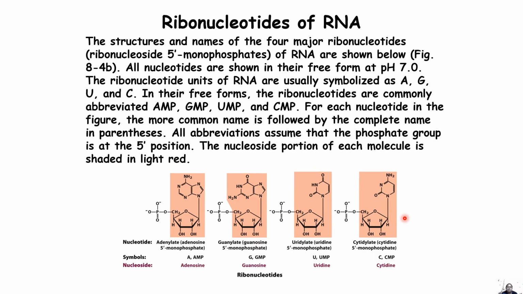Now the structures and names of the 4 major ribonucleotides of RNA are shown here, and all nucleotides are shown in their free form at neutral pH 7. The ribonucleotide units of RNA are usually symbolized as A, G, U and C, and in their free forms, the ribonucleotides are commonly abbreviated as AMP, UMP, GMP and CMP. For each nucleotide in the figure, the more common name is followed by the complete name in parentheses. All abbreviations assume that the phosphate group is at the 5' position, and the nucleoside portion of each molecule is shaded in light red, as you can see over there.